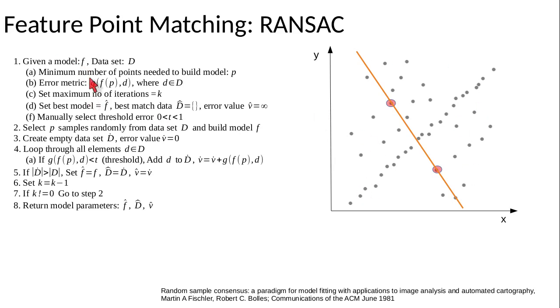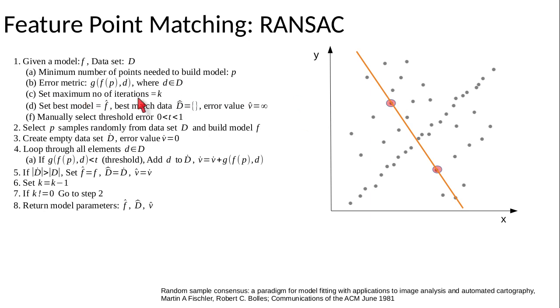Given a model f and a dataset D, we expect to know the following. The minimum number of points required to build a model, let's say p points are required. In the case of linear regression, this would be 2 points. At bare minimum, you require 2 points to build a linear regression model. You are also expected to know an error metric g, which defines how well a particular point fits a model.